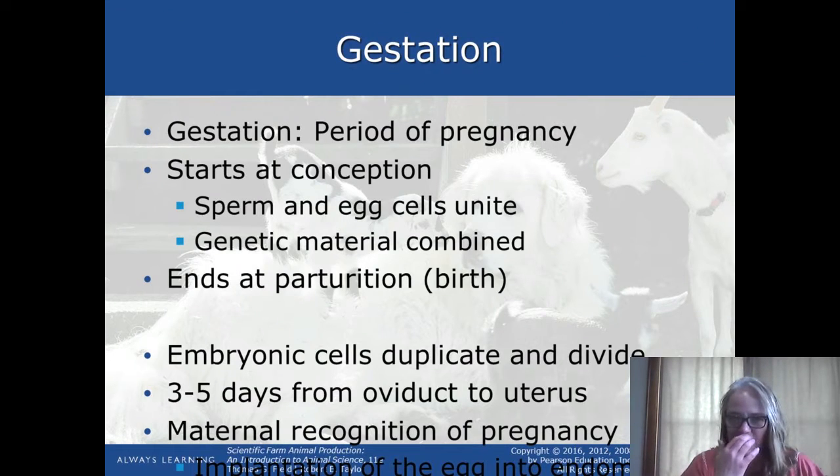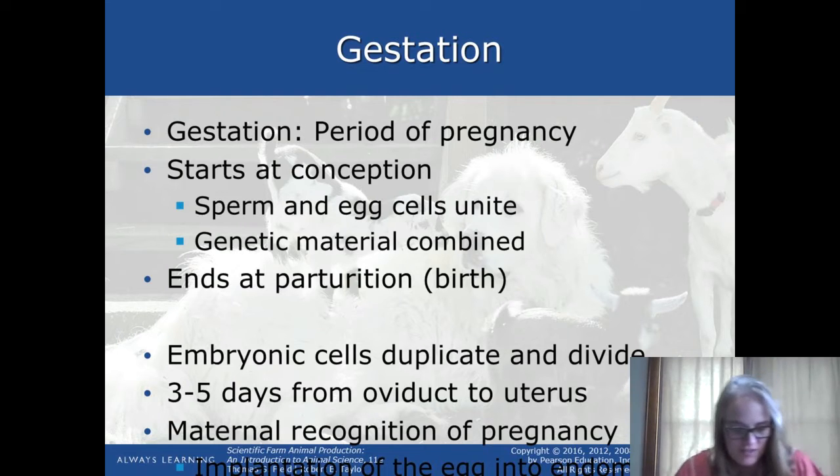We studied last week through that process of ovulation and how all of that goes. The time that an animal is pregnant is called gestation, and that's where we'll start our focus today. Gestation starts at conception, and so scientifically this is where the sperm and the egg cells unite. They begin combining genetic material. The term gestation can be used clear until parturition, which is the scientific term for birth.